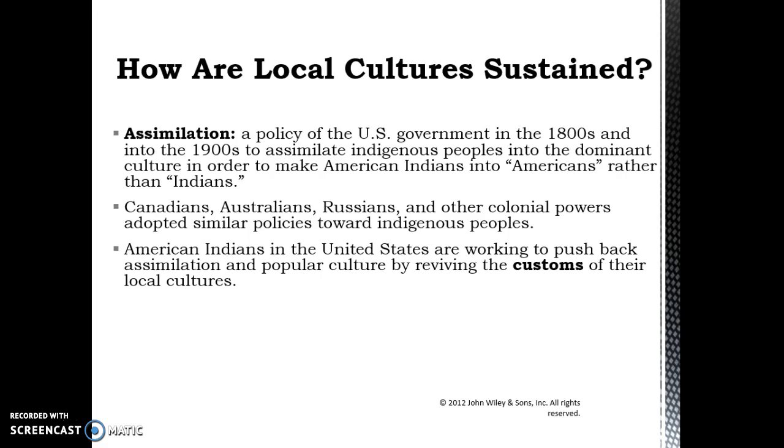So, first thing we want to talk about is this idea of assimilation. And assimilation on a basic level just means that a person or group of people lose their cultural traits, that they choose to give them up. Okay, so that's on a basic level. But really it falls into two categories.